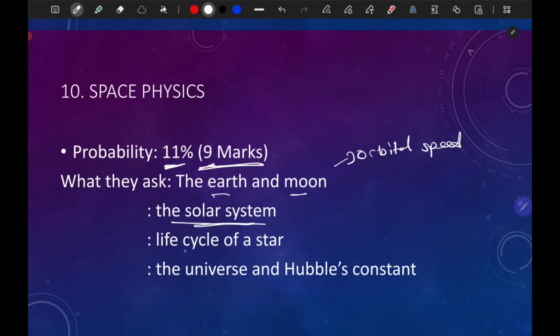So make sure you understand the life cycle of a star. It can be a giant star or a small star, which have different life cycles. Make sure you memorize those. It's usually about 3 marks, those questions. And lastly, universe and Hubble's constant.